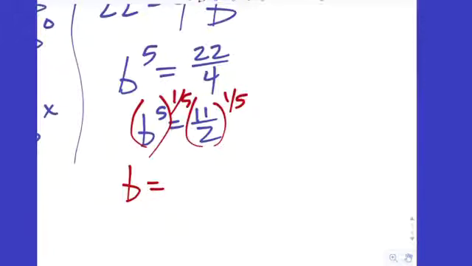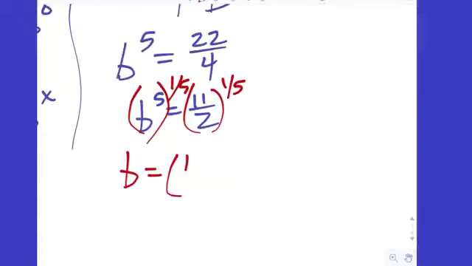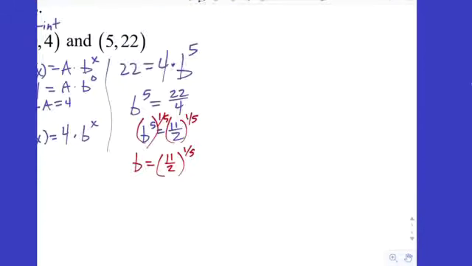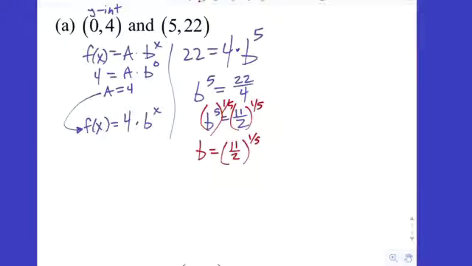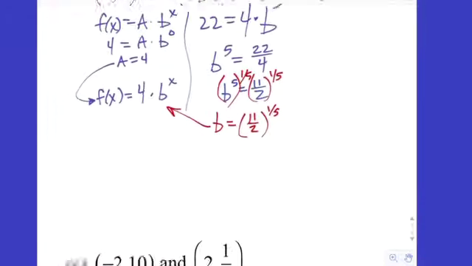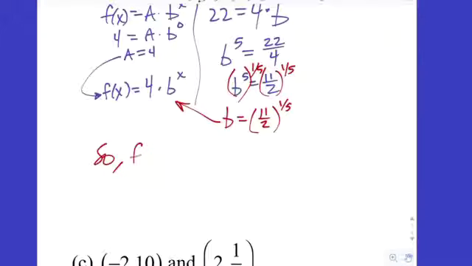5th root of 11/2. Is 11/2 a perfect 5th root? Is 11 or 2 a perfect 5th root? No. So what you're going to do is leave your base not as the 5th root of 11/2, but in rational exponent form: 11/2 to the 1/5 power. That's how you're going to leave it. It doesn't simplify. And now all we have to do to get our final equation is plug it back in, and we get our final answer. So f of x is equal to 4 times b, which is 11/2 to the 1/5 power, all to the x power.